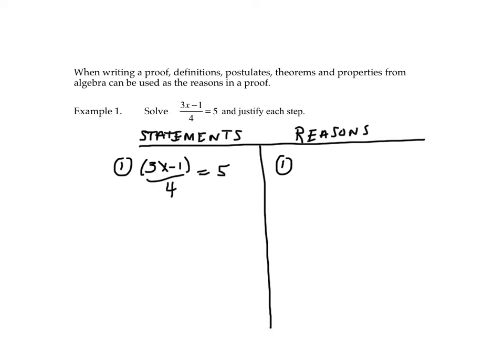So to start with, we've got this equation, (3x minus 1) divided by 4 is equal to 5. And we know that equation because it was given to us. I gave that to you, so now we have to solve it. So think about how you would actually solve it.